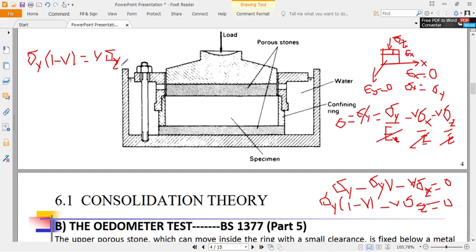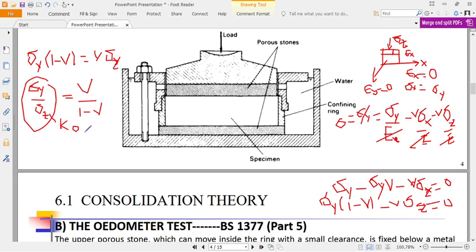If we make Y over Z, so lateral stress over vertical stress, and then we take this other side, it is equal to V divided by 1 minus V. Okay. Now this ratio here is what we call the K naught, the lateral earth pressure at rest. Is that okay? Which is the ratio of lateral strain over vertical strain.